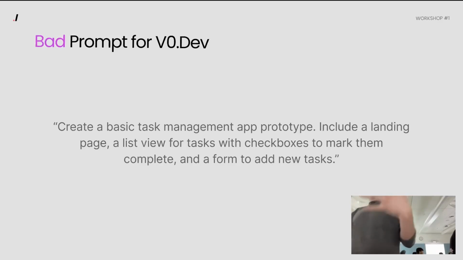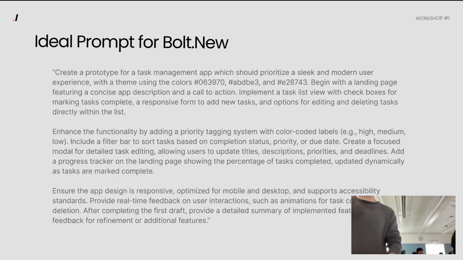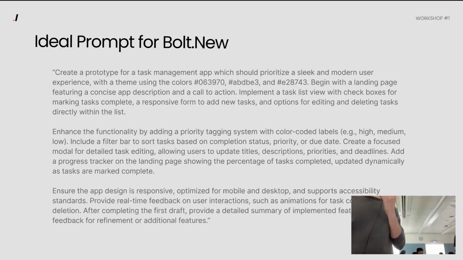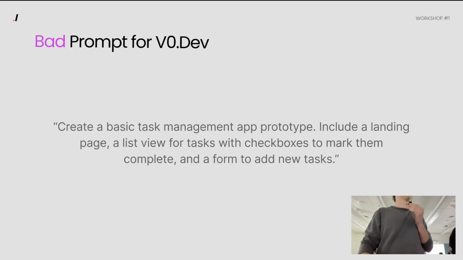So, kind of contrasting it, the bad prompt: you can see, basic task management prototype. You give it super general instructions: landing page, list view, and a form to add new tasks. You can see all the information that gets skipped over. Even though you know what you want, you have to translate it to an AI that doesn't know any of the prior context.